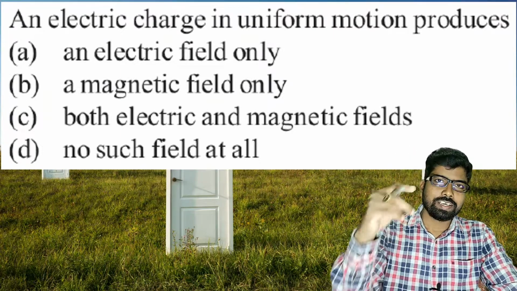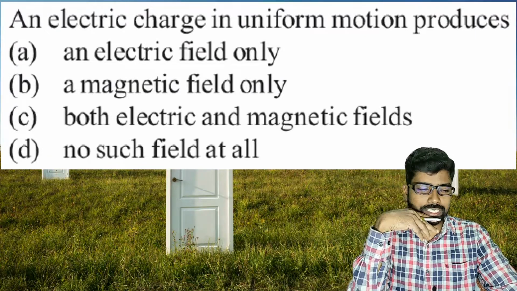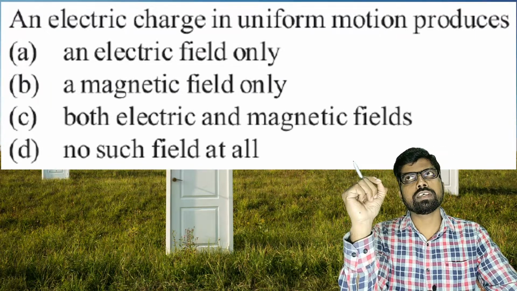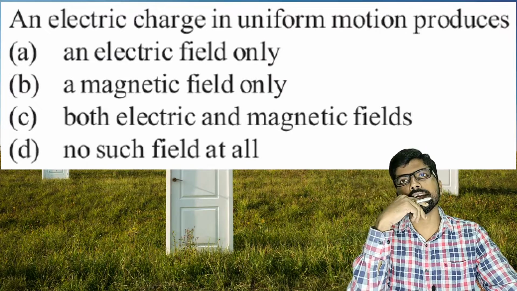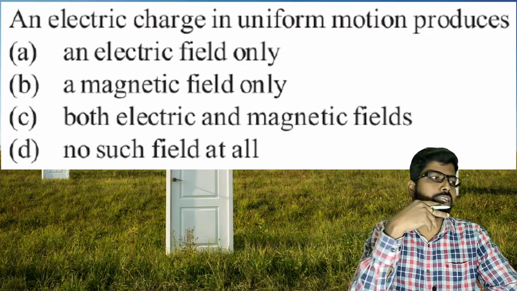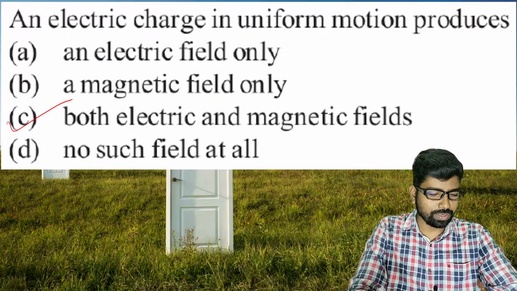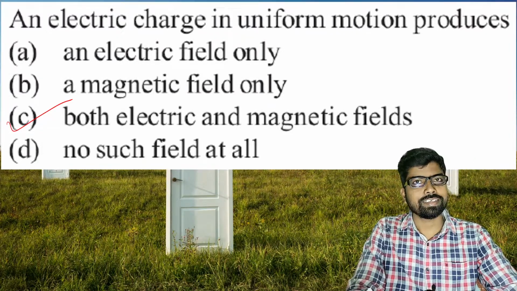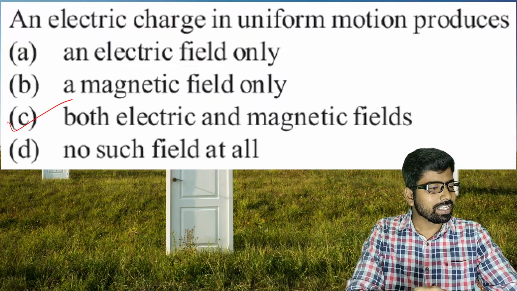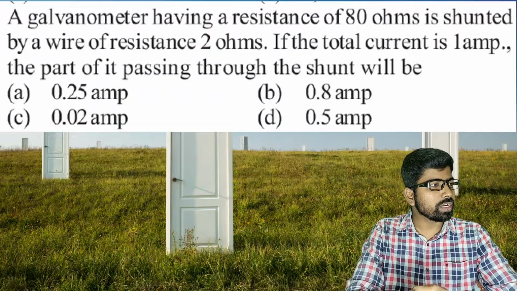Yes, by the time you have written the comment, if a charge is in the state of rest, it can produce only an electric field. If a charge is in motion, it can produce both an electric field and a magnetic field. And the answer is in front of you, option C. Yes, with that, let us go to the next question.